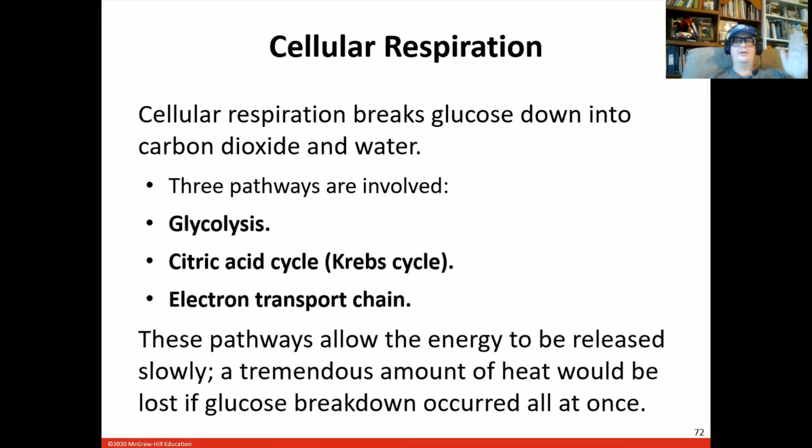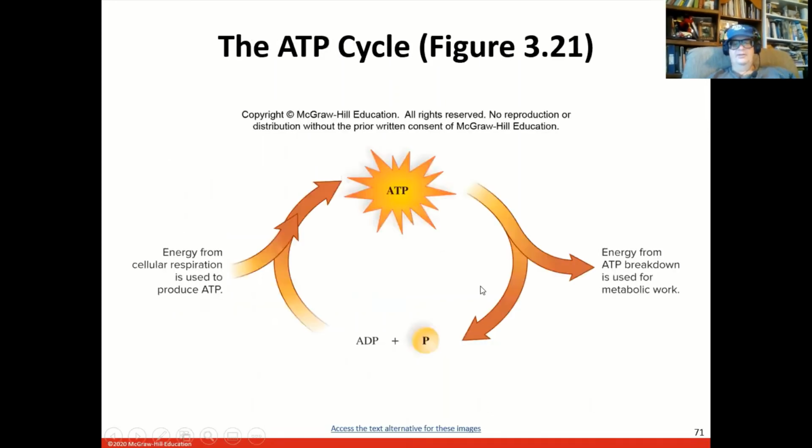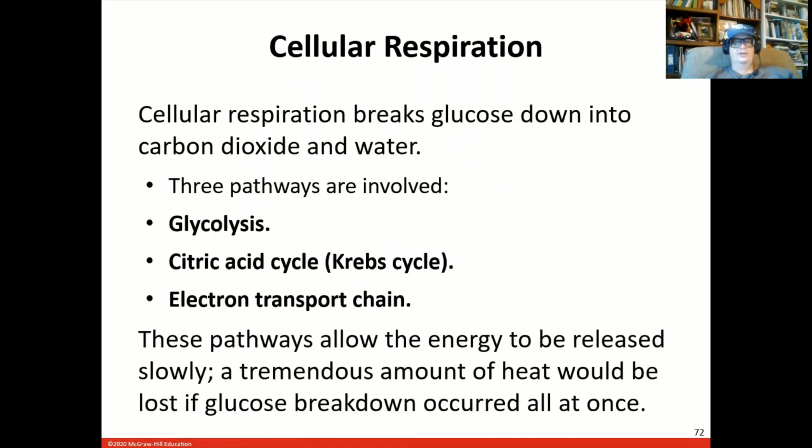So by going little by little, little by little, we can release some energy and use it, instead of releasing it all at once and destroying the cell. So enzymes, that's their great thing they can do. They can let us get through gradually. All right.